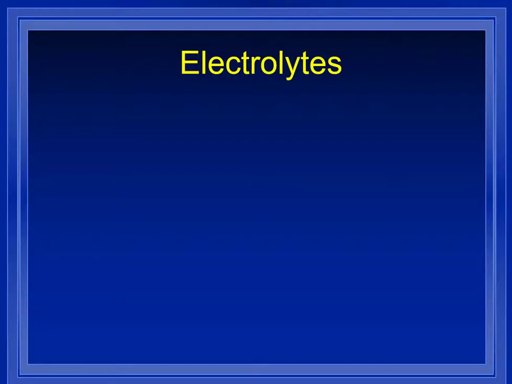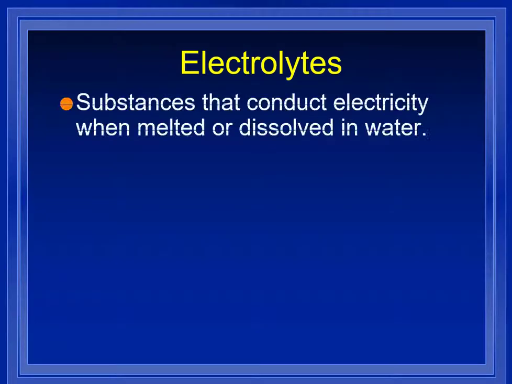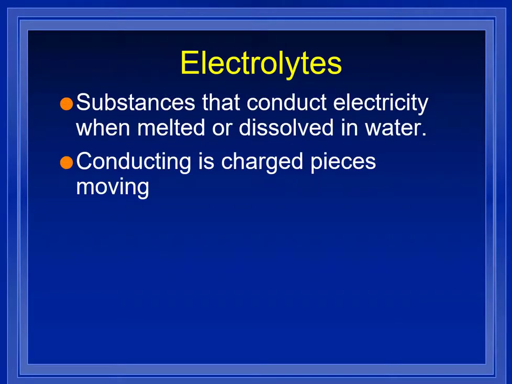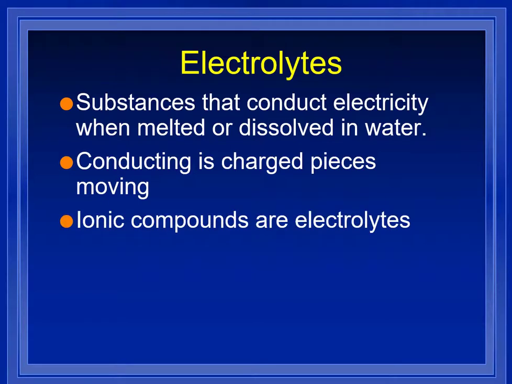Not electric lights, that's Edison. Electrolytes. And we had talked about electrolytes earlier in the year, we just didn't call them electrolytes. These were the things that conduct electricity, made the light bulb go on. And if you remember, conducting is charged pieces moving, so ionic compounds are always electrolytes.